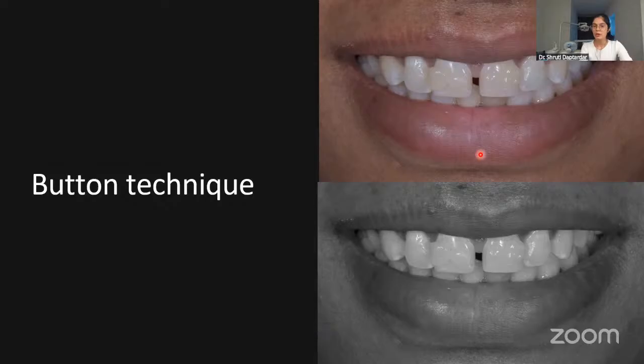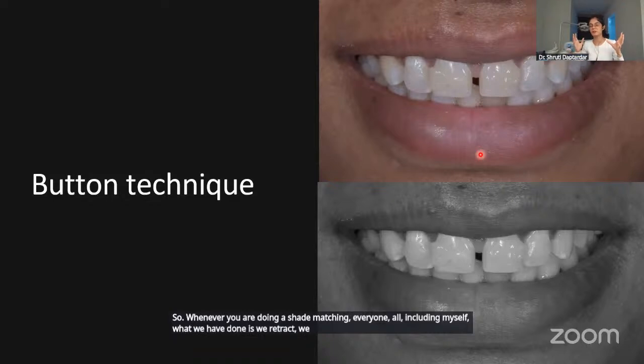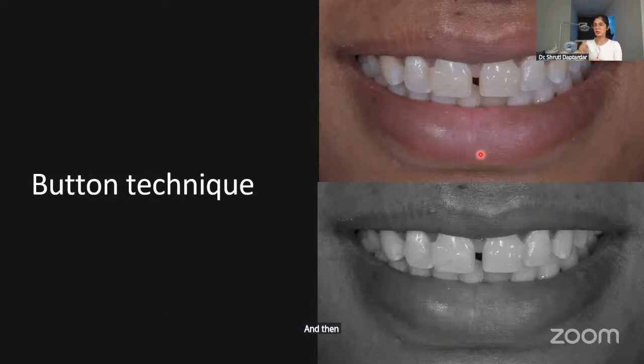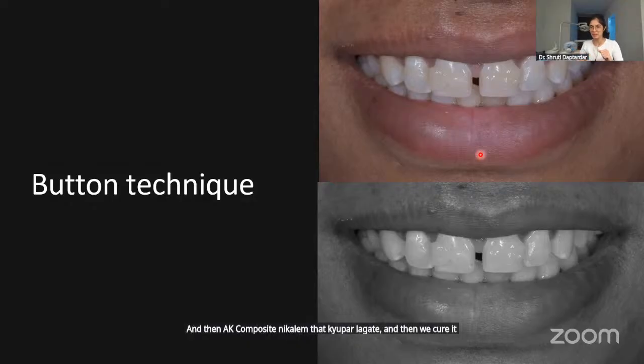Whenever you are doing a shade matching, everyone, all including myself, what we have done is we place the cheek retractor first, and then एक एक composite निकाल के हम दांत के ऊपर लगाते हैं, and then we cure it maybe like 1 second or 5 seconds.